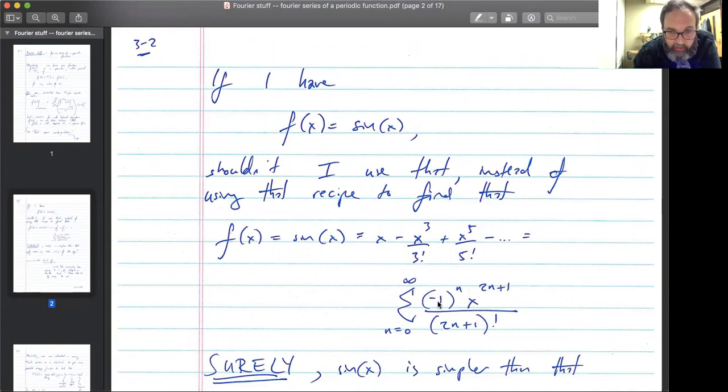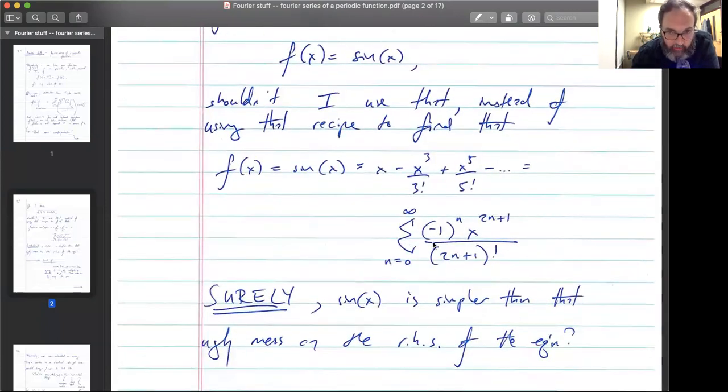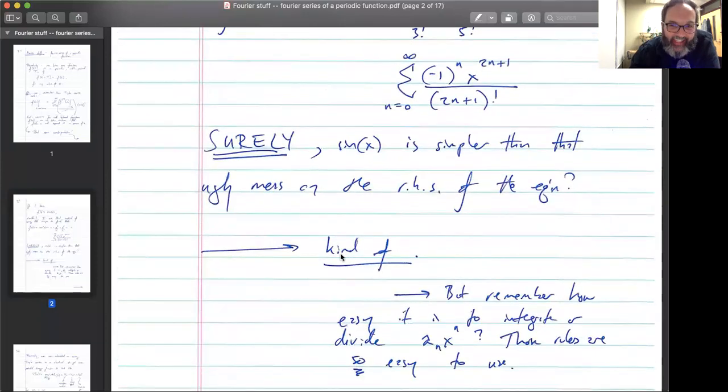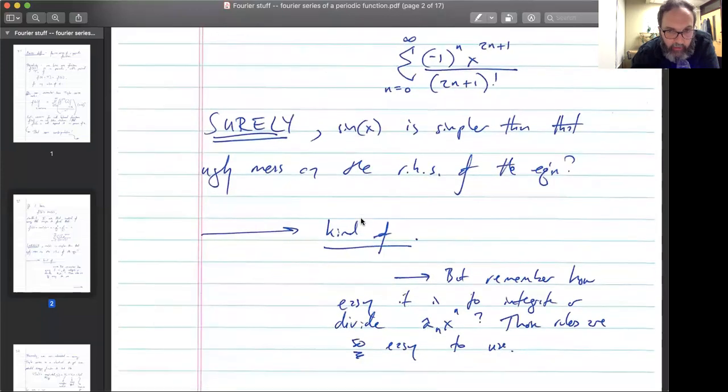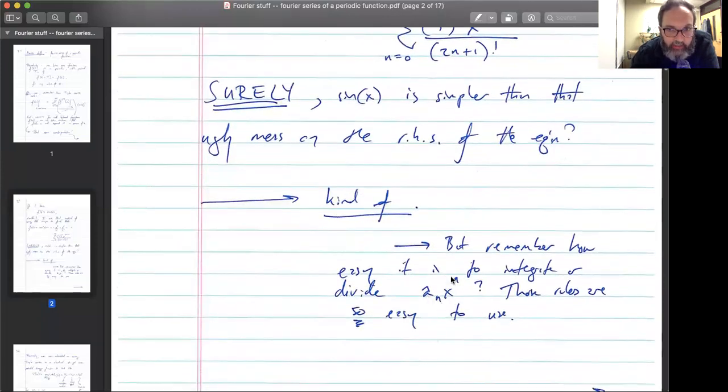I look at this, and it's a series, and series are hard. I look at sine of x, and I can just calculate sine of x, right? By either remembering the values for certain specific angles or just punching it into a calculator. So surely sine of x is simpler than that awful power series, this ugly mess on the right-hand side of that equation. That's only kind of true. It's more compact to write, but that doesn't mean it's simpler. Because think about how easy it is to integrate a term that looks like some constant times x to the n. Those rules are super easy to use, right?